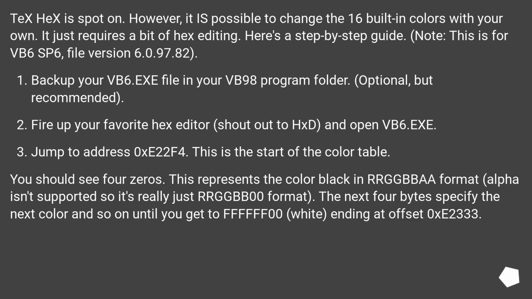Jump to address 0x22F4. This is the start of the color table. You should see 4 zeros. This represents the color black in COLORREF format. Alpha isn't supported, so it's really just RGB format followed by a 00 byte. The next 4 bytes specify the next color and so on until you get to FFFFFF00, white, ending at offset 0x2333.